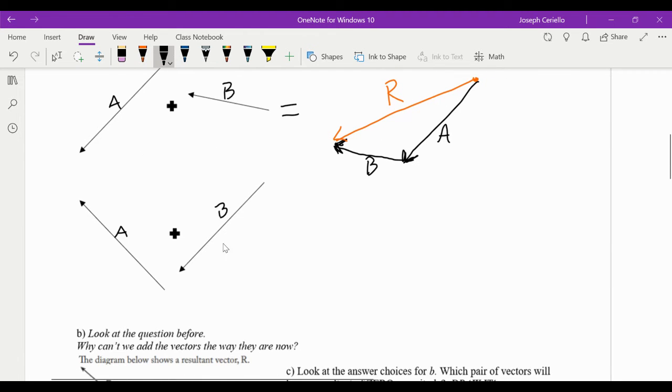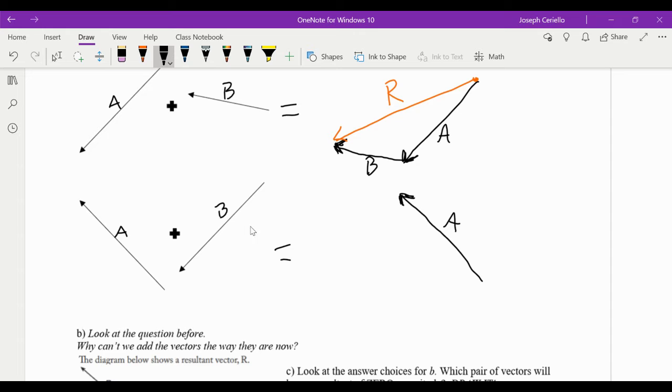Now the last one here, you can kind of see how if you actually just slide B down a little bit, they could be tip to tail, and you could draw your resultant vector pointing to the left. That's one way to do it. But I'm going to keep consistent. I'm just going to draw A first. So A goes up and to the left. Is that about the same size and direction as this vector A? Yes.